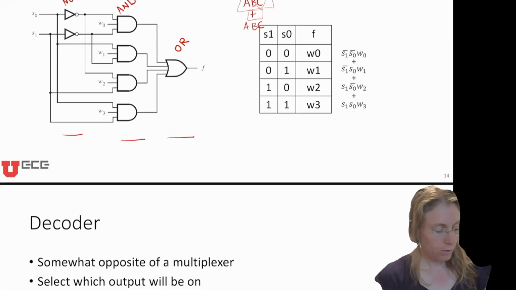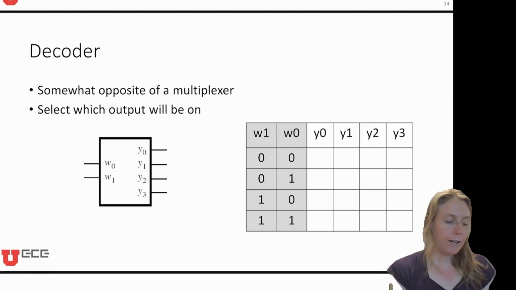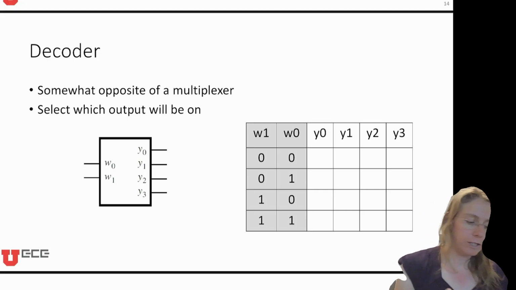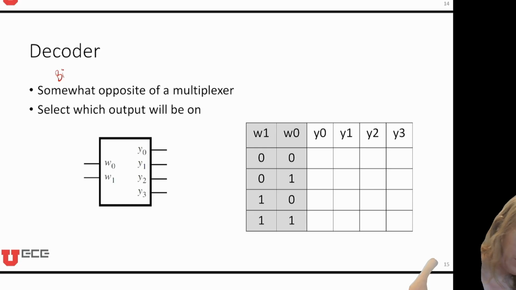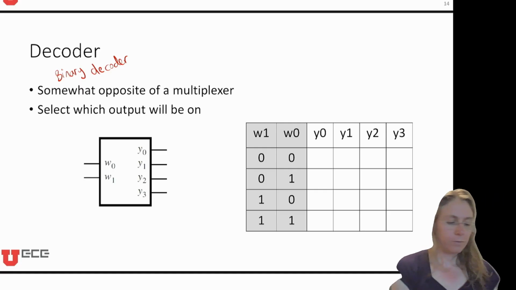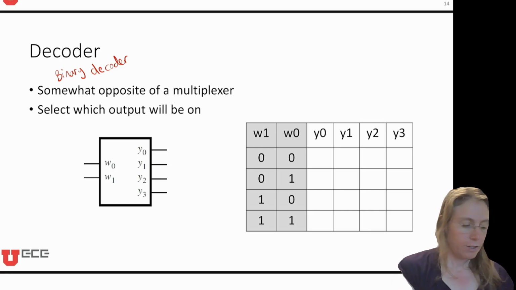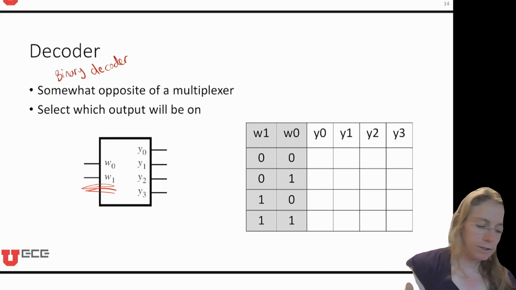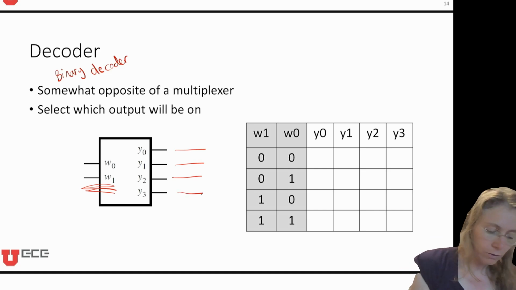Okay, now let us talk about the decoder. I like to think of the decoder as the opposite of the multiplexer. Specifically, a binary decoder is somewhat the opposite of a multiplexer, as you can have other kinds of decoders too. In that case, we're going to have an input over here, which is a binary number, and then it's going to tell us which output to turn on over here.